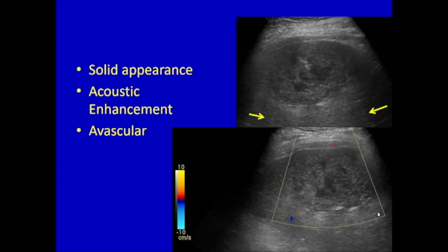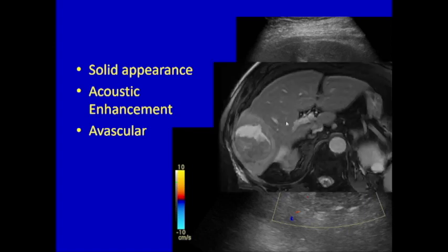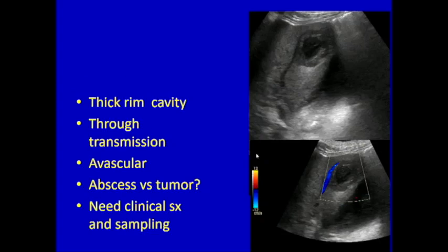I'll turn on the color and hopefully get a little bit better flow than this. If it's avascular, I would be thinking about an abscess. Some of these, this person went on to MR, I'm not sure why, and you can see the halo of edema around this and a fluid and debris level within it. Thick rimmed cavity, through transmission, avascular.